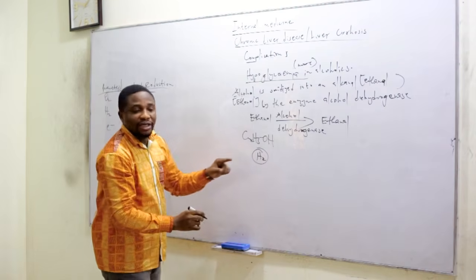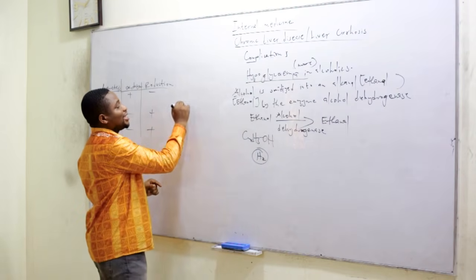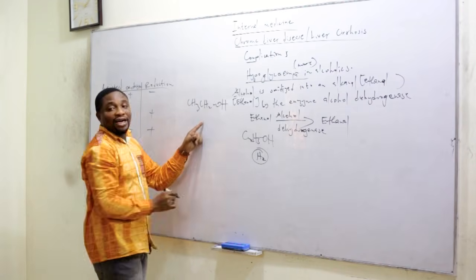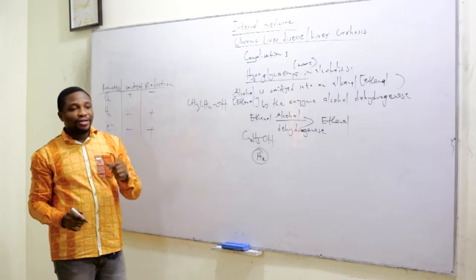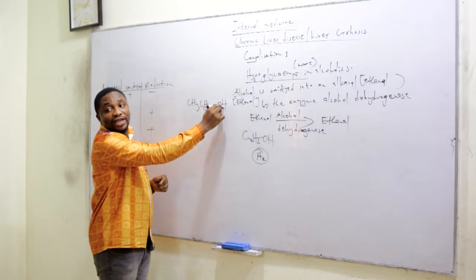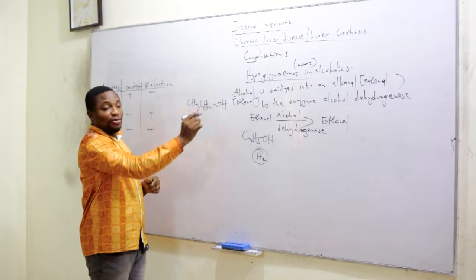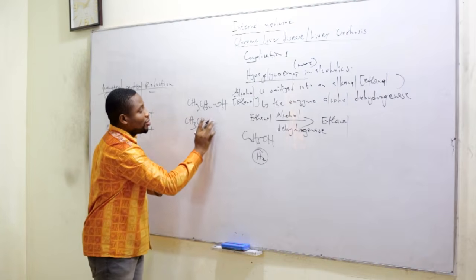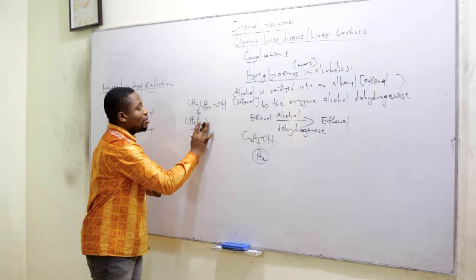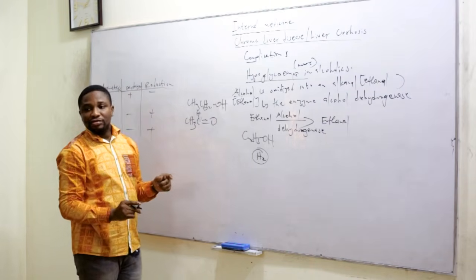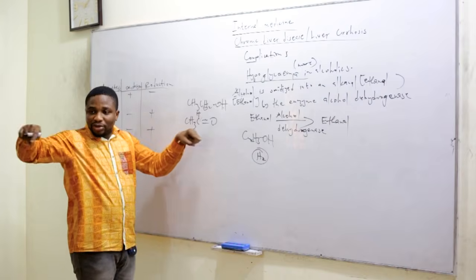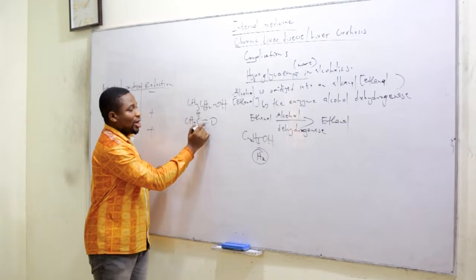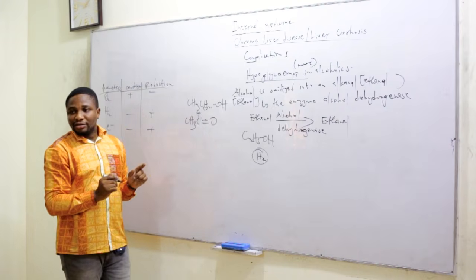So if you remove the 2 hydrogens, look at what's going to happen. Alcohol is like this: CH3CH2OH. Now you are going to remove 2 hydrogens, one from here and one from here. So what are you going to have? CH3CH with a double bond, then O. You should know that carbon is tetravalent. You should have 4 bonds: 1, 2, 3, 4. Are you getting that?